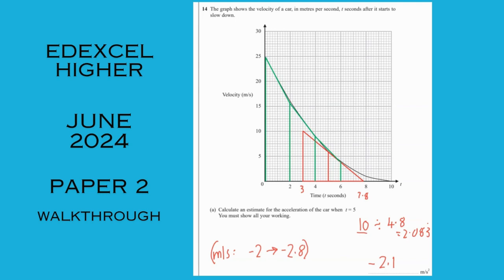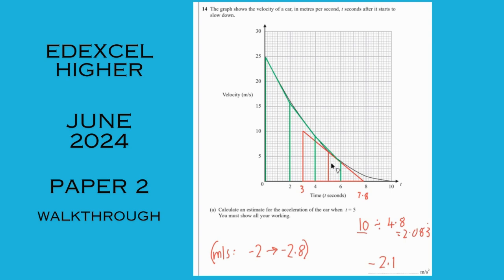So as you can see, I've also cheated for question 14. So for part A, only pay attention to what I've done in the red. Let's explain what the heck's going on. So calculate an estimate for the acceleration. Obviously, its velocity is decreasing, so it is deceleration, hence the minus, or feel free to put it in words. But let's worry about the triangle.